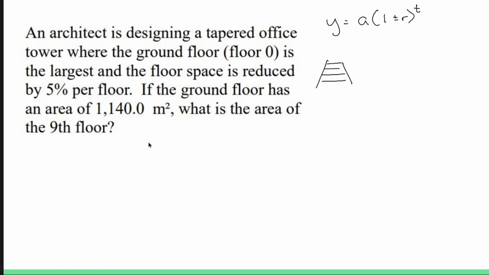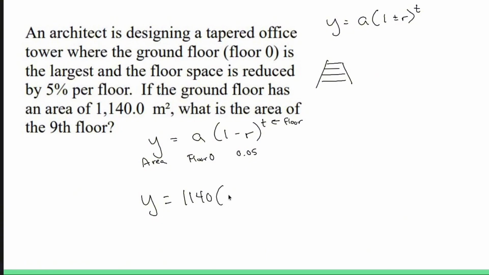So the equation that I'm going to use is the area that I want equals the initial floor, A sub floor 0, times 1, and since the area decreases, minus r. This is r as a decimal, which means 5% is 0.05, to the t power, where t is the floor that we're dealing with. So the area I care about is the area of the 0th floor, 1140, times the quantity 1 minus r, which is that 5%, to the t power, which is the 9th floor. Very strange problem.